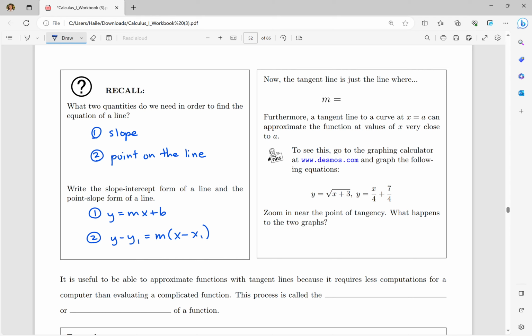Now the tangent line is going to be that line where we only have one point. So the tangent line is just the line where m is equal to the derivative. So you already know how to find equations of lines. This is just a different way now of finding the slope versus using the slope formula. Furthermore, a tangent line to a curve at x equals a can approximate the function at values of x very close to a. So to see how this works, take a minute, go to Desmos, and graph the following equations. If you zoom in near the point of tangency, the graphs are going to appear to overlap.